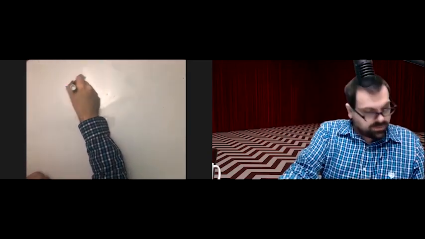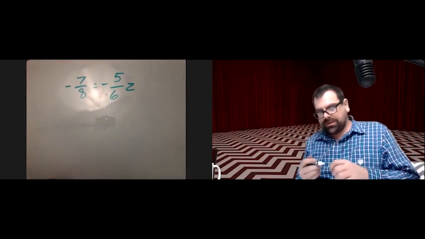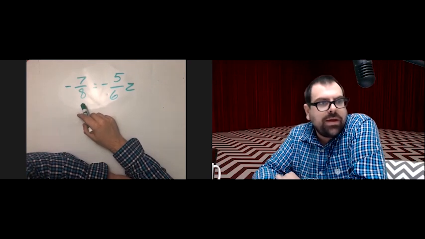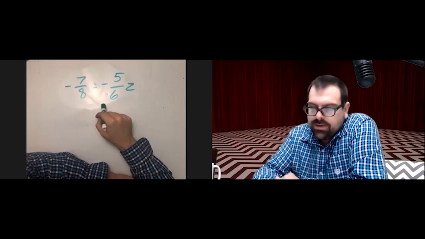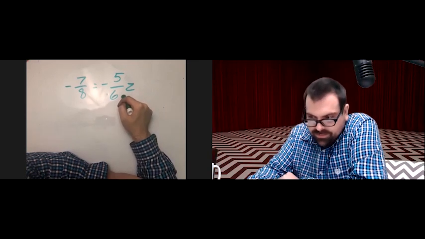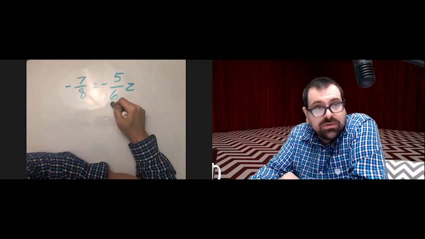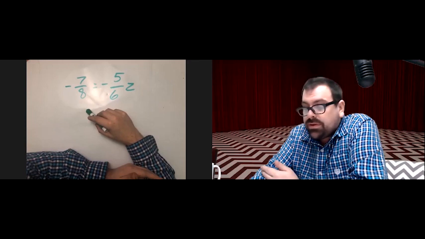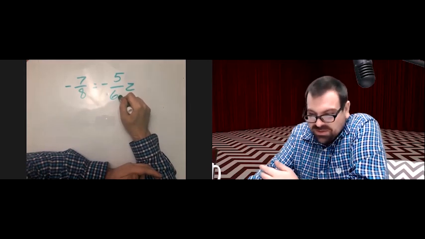Now, let's remember what we did when we have something like this. Negative 7/8 equals negative 5/6 z. We want to get the z by itself, which means we need to undo multiplying by this fraction. Multiplying by a fraction is dividing. z is being multiplied by the fraction. We need to undo multiplying with dividing by the fraction.